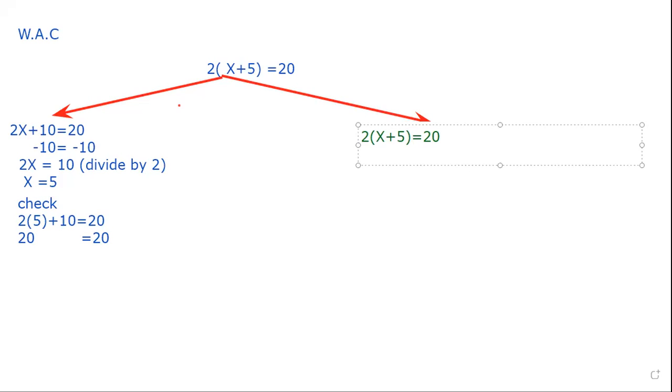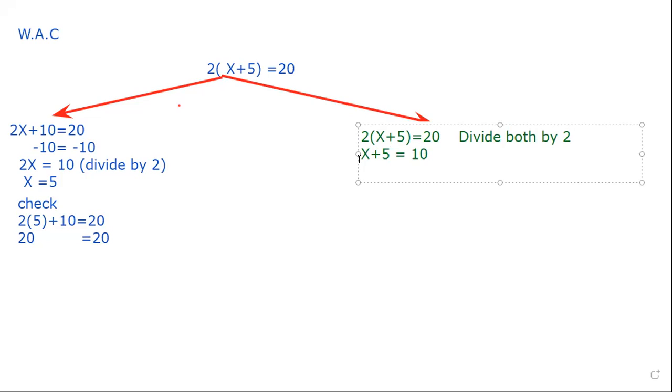We can say from the beginning, divide both sides by 2, because you have 2 before the parentheses. So I'm going to divide both by 2. Then 2 divided by 2 will be 1, so I have only x plus 5 equal 20 divided by 2. It will be equal 10.